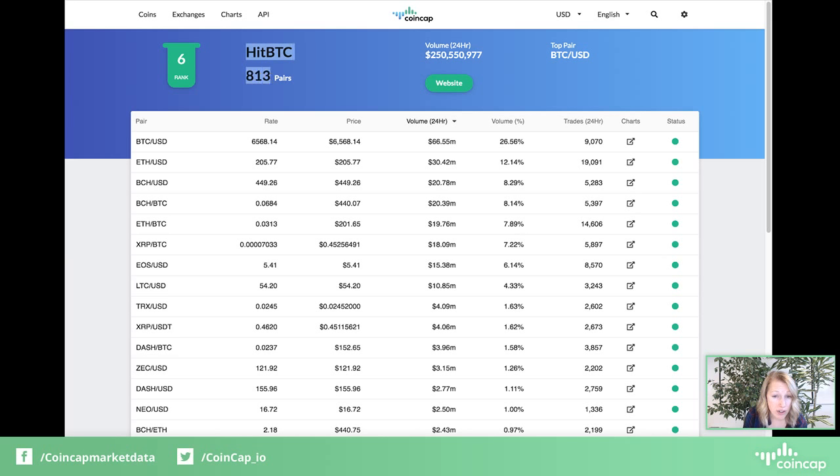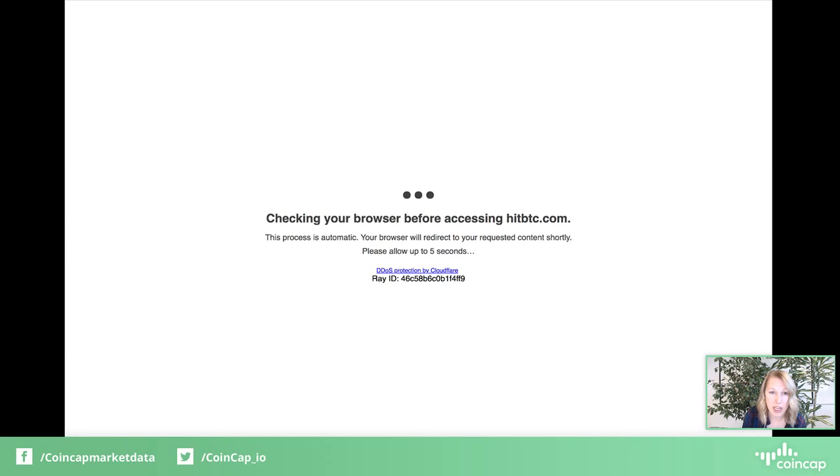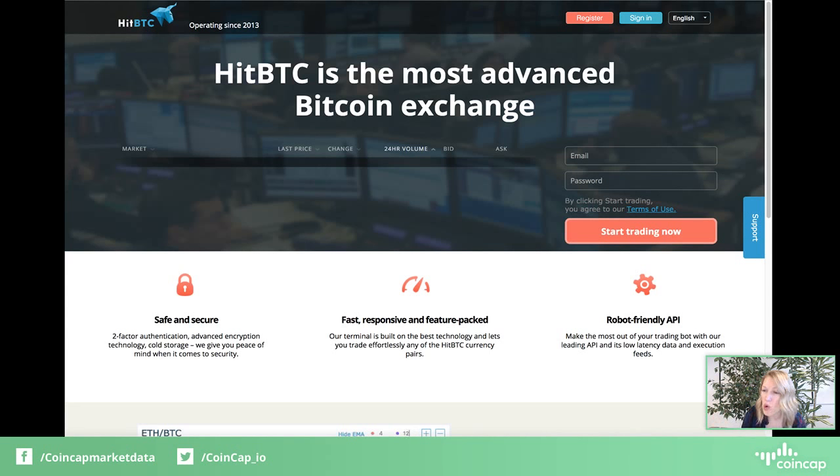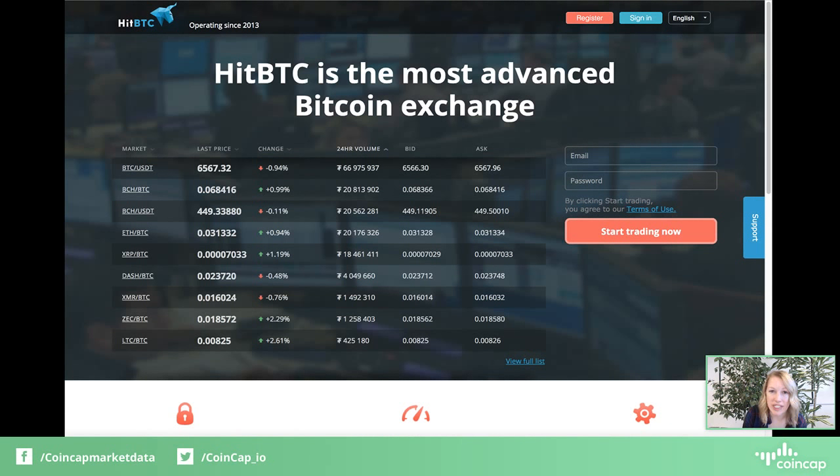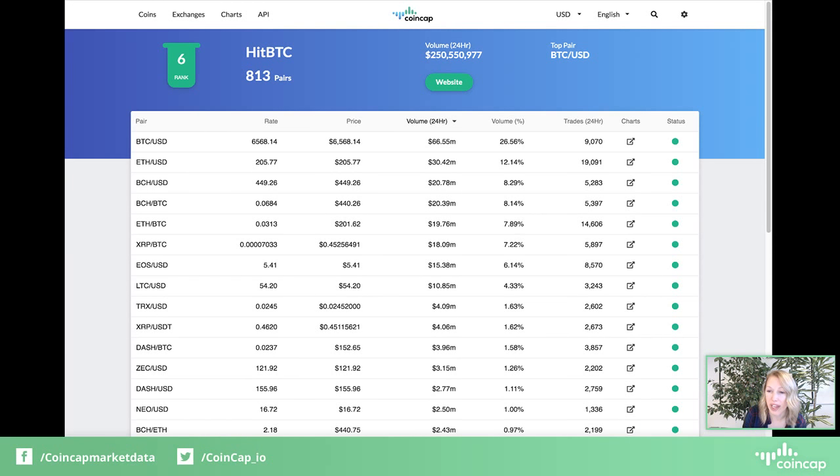They have 813 pairs. That's pretty cool. So if I decided to go on this exchange, clicking the website, maybe I want to access this. It's going to take a little bit. Verifying, seeing that I'm cool. Maybe I want to register on HitBTC. Really easy to do that straight from CoinCap. Check out what else they have to offer.